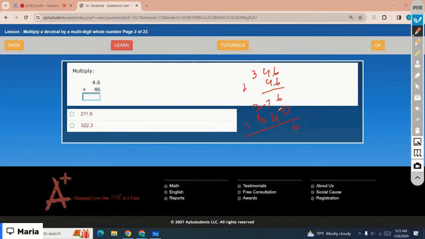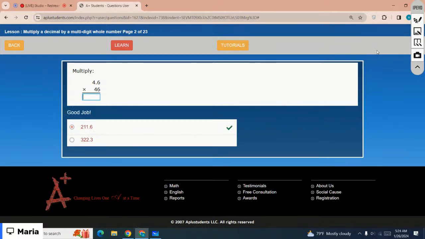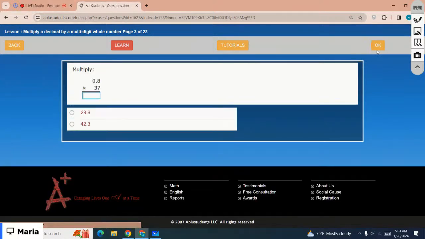Let's add. 6. 7 and 4, 11. 1 carry. 8 and 2, 10 and 1, 11. 1, 1 carry. And 1 plus 1 is 2. So you need to add the one decimal. So yes, the correct option is 211.6. Very good. The correct option is option number 1. That is 211.6. The next one is 0.8 times 37, which is the correct option.